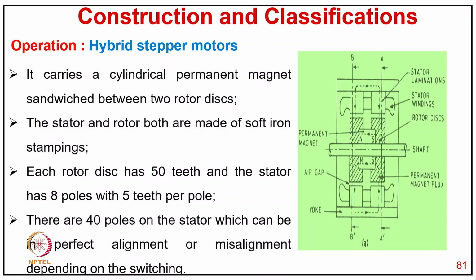So it carries a cylindrical permanent magnet sandwiched between the two rotor discs, and the stator and rotor are both made of soft iron stamping. Each rotor disc has 50 teeth, and the stator has 8 poles with 5 teeth on each. So that makes 40 teeth on the rotor. There are 40 poles on the stator which can be in perfect alignment or misalignment depending upon the switching of the winding.